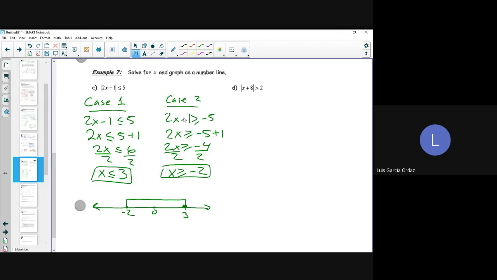Okay, so how can we verify that this is true? Pick a number that's between negative 2 and 3. Negative 1. So we're going to sub negative 1 into the original equation. So if we sub in negative 1, we get 2 times negative 1 minus 1 is less than or equal to 5. So we get negative 2 minus 1, which is negative 3.